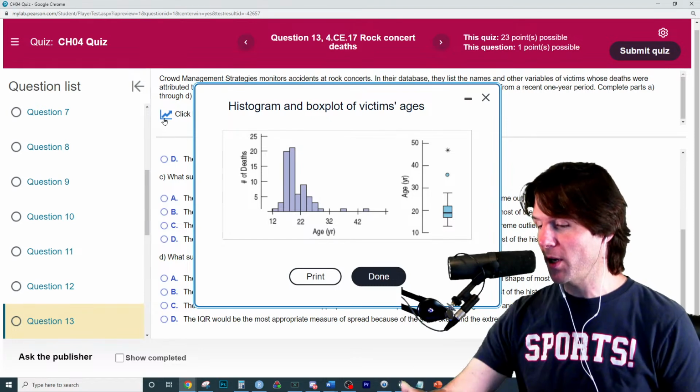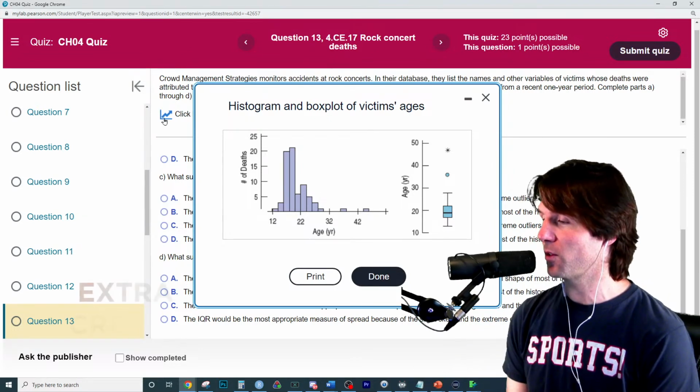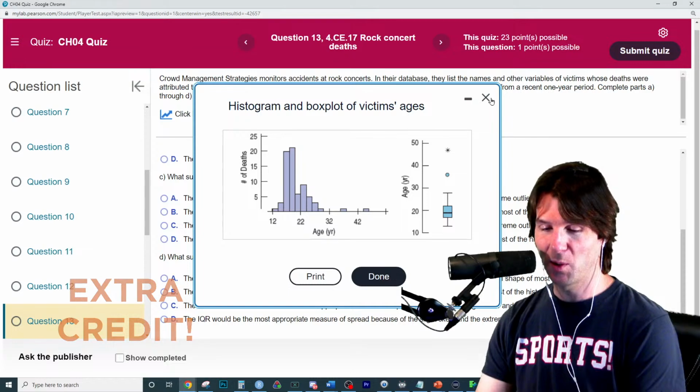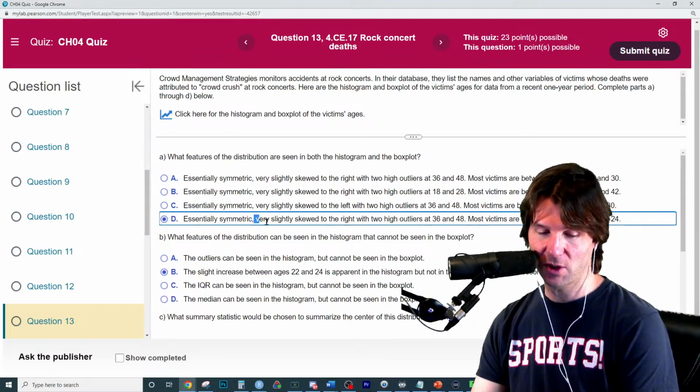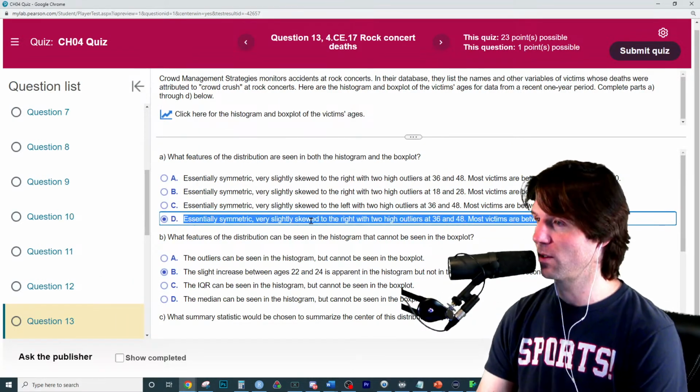Oh no. Don't worry, Blake. Blake, 100 points. It's skewed, Blake. We said it's very skewed. Very slightly skewed, or we still said skewed.